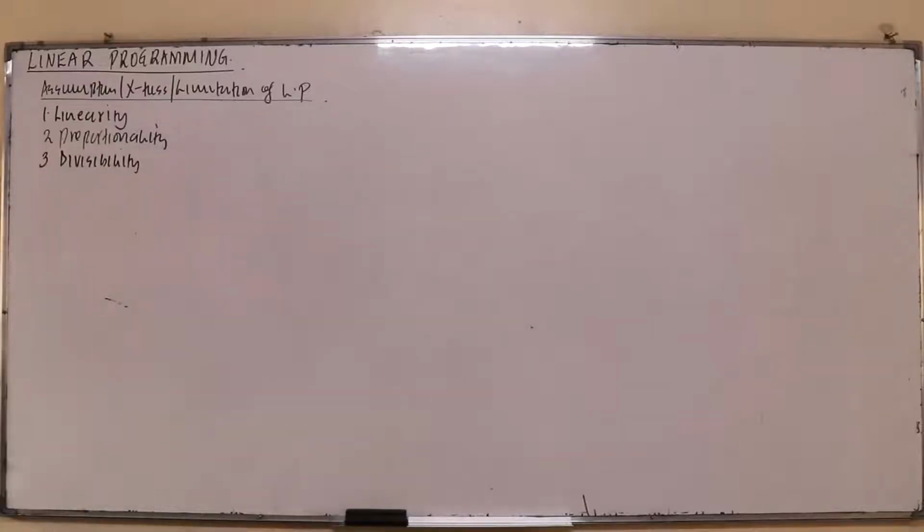Number three, divisibility. The quantity of a resource can be divided into smaller proportions.